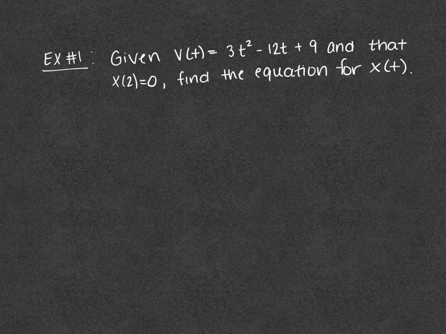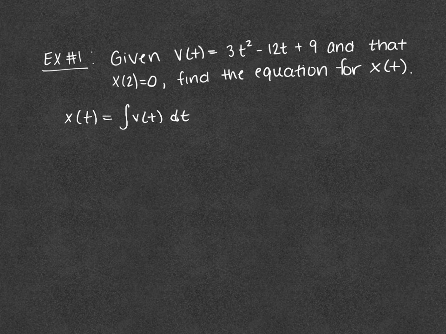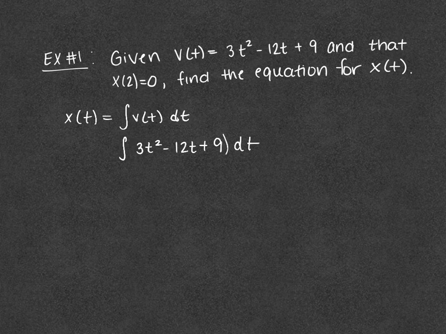Example number 1 says, given v of t is equal to this, and that x of 2 is equal to 0, meaning standard position. So when time is 2, the standard position function is at 0. Find the equation for x of t. So if we want to find x of t, we have to integrate v of t dt. I'm going to plug v of t into my integration: the integral of 3t squared minus 12t plus 9 dt.